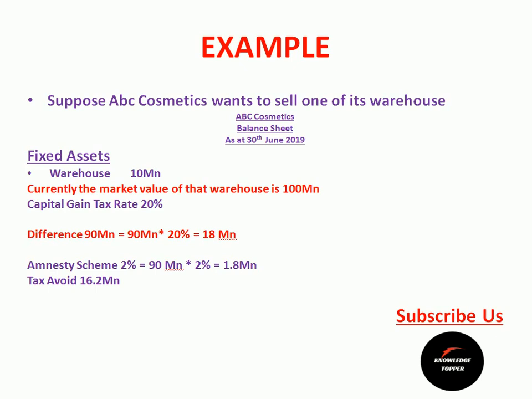So now what will Mr. Taslim do? Mr. Taslim started thinking that if they sold that warehouse now, they would have to pay tax on a 90 million gain, because the difference between 100 million and 10 million is 90 million. We assume in our example the capital gain tax rate is 20%. So if ABC Cosmetics sold that warehouse now, ABC would have to pay 18 million in tax, 90 multiplied by 20%, which is 18 million.